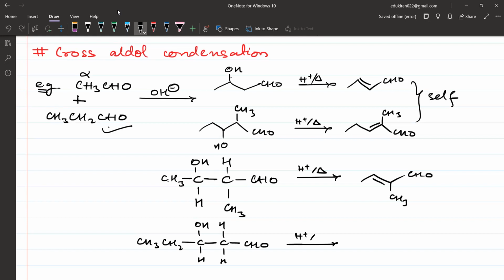When I have H plus and heat, this H2O will be removed, and you will have 1, 2, 3, 4, 5 carbon atoms. CHO. This is the alpha carbon. This is the beta carbon. The alpha and beta are going to have a double bond like this. That's it. These are the products from cross-aldol condensation. Please write this down.